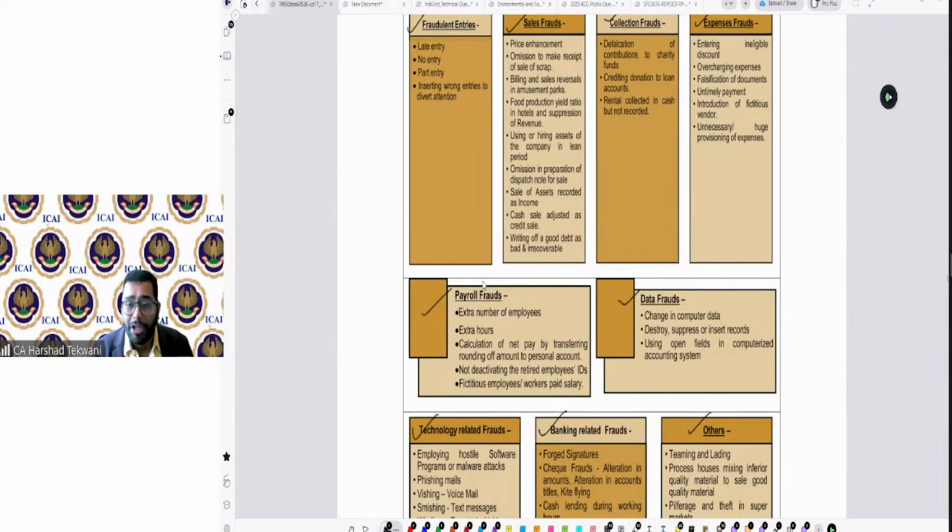There could be a lot of payroll related frauds. For example, not deactivating the payroll record of an employee who left the organization, so the employee left and still salary is being paid. There could be a lot of fraud schemes. There is no limit to the fraud schemes which are there in the market.